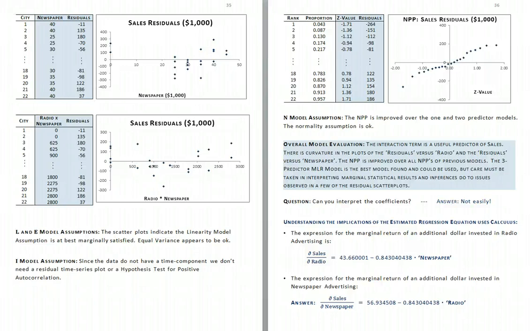Using an interaction term in a regression model can make it more difficult to interpret the estimated regression equation. The use of calculus can help. In this expression, we've taken a derivative of the estimated regression equation with respect to radio, and obtained this expression. Here we've taken a derivative of sales, that is of the estimated regression equation, with respect to newspaper, and obtained this expression.